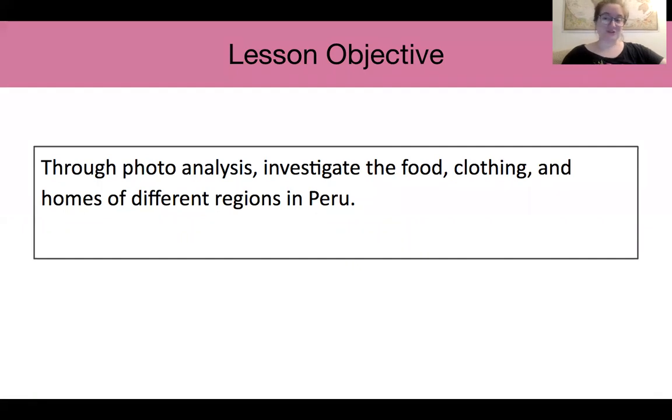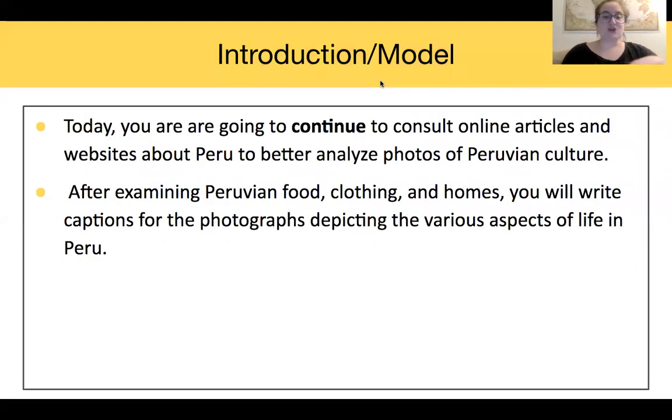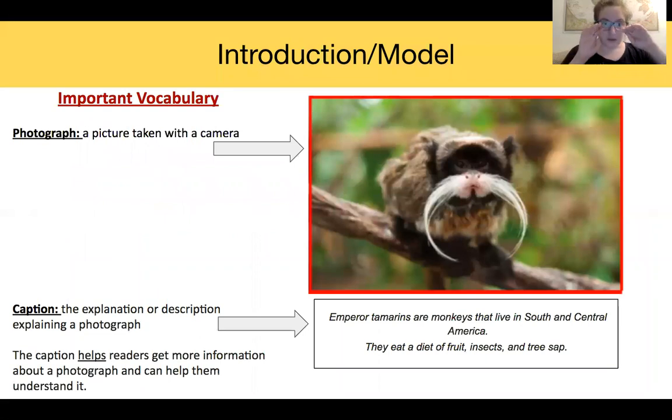You might remember that the objective or goal of this lesson is, through photo analysis, we'll investigate the food, clothing, and homes of different regions in Peru. Yesterday, we looked at homes. Now, today, you're going to continue to consult online articles and websites about Peru to better analyze photos of Peruvian culture. After examining Peruvian food, clothing, and homes, you will write captions for the photographs depicting the various aspects of life in Peru.